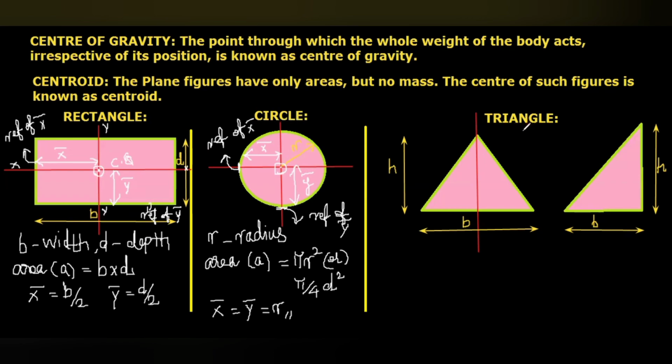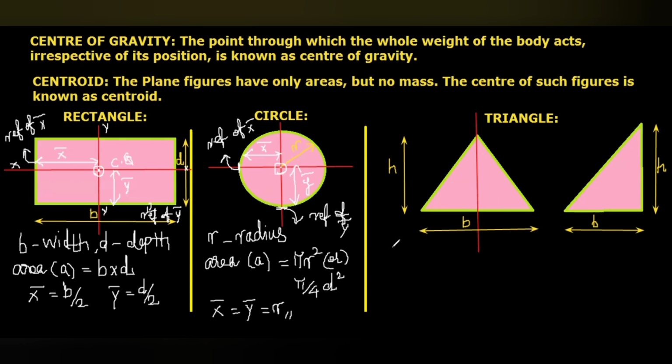Then for the triangle, which has the width b and the height h. Here, two types of triangle we are going to consider. This one is like an equilateral triangle or isosceles triangle, symmetric about the vertical axis. But this right angle triangle is not symmetric about any axis, X axis or Y axis. So for these two, we are going to consider.